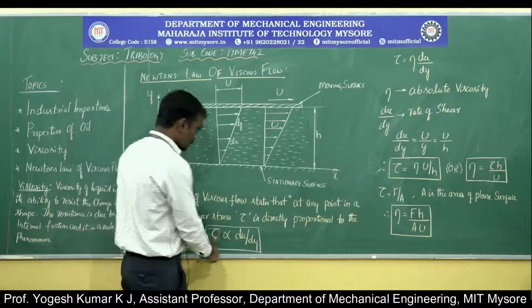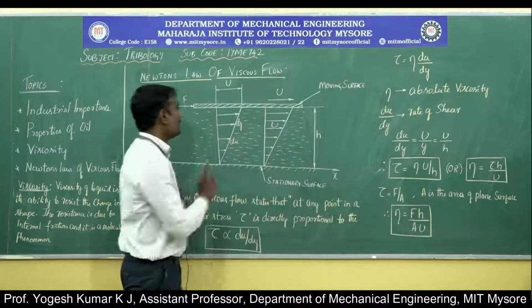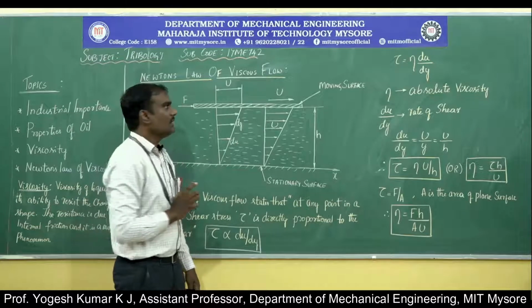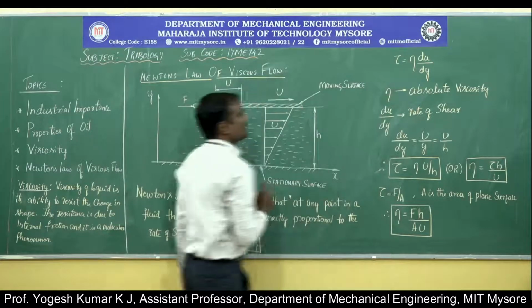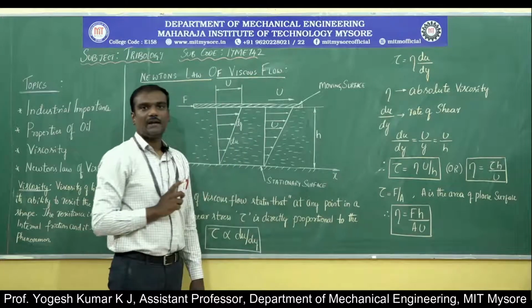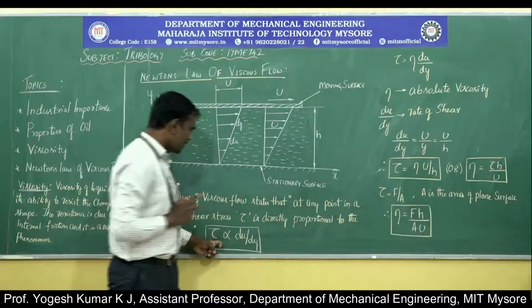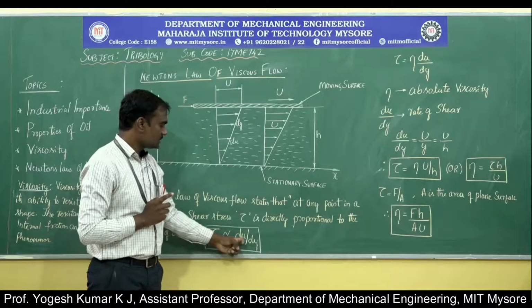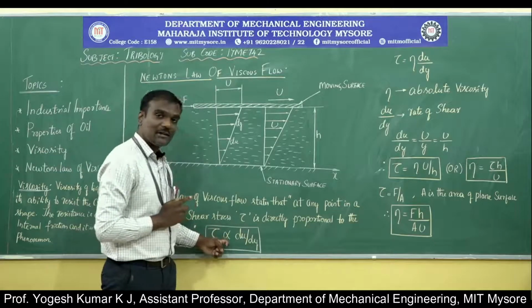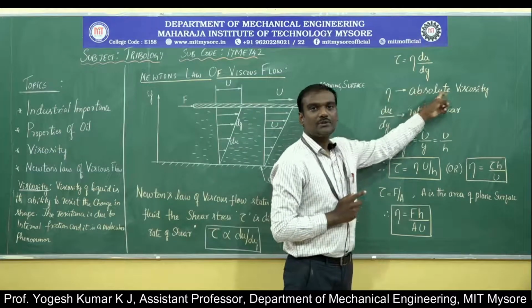So let us call tau the shear stress, du the small elemental velocity of the moving fluid at any given location, and let dy be the distance of the fluid considered from the stationary plate. The shear stress is directly proportional to the rate of shear. We remove the proportionality with the help of a proportionality constant, and that constant is called the absolute viscosity.